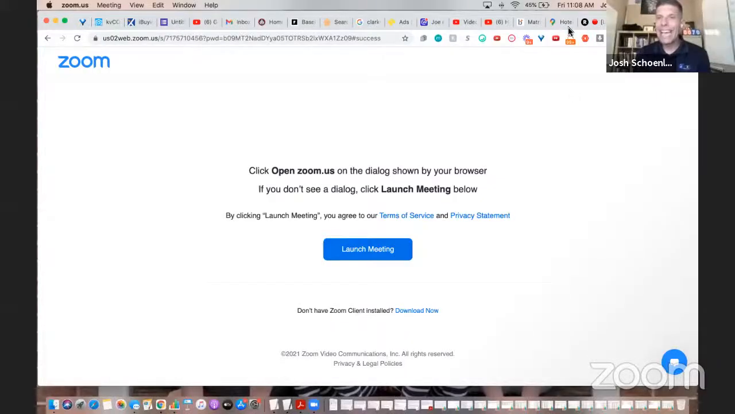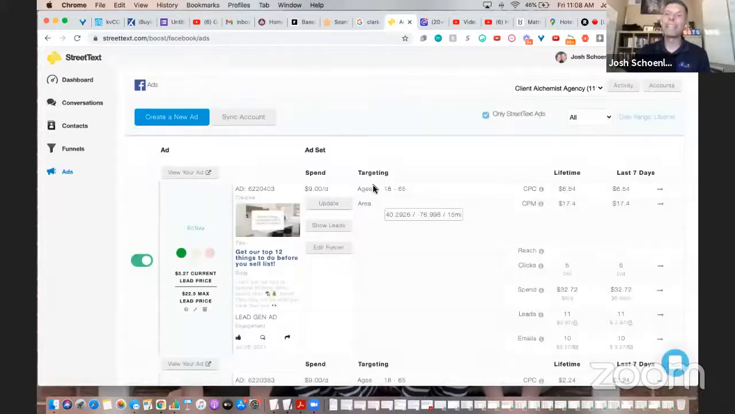In part 1, we created a 3-ad split test, which is StreetText's recommended protocol for the new campaign that they've recently launched, which is basically offering a free PDF with 12 things to do before you sell your home. And literally, when you watch part 1, you get those ads live within a matter of a couple of clicks. It's a wonderful, beautiful thing.